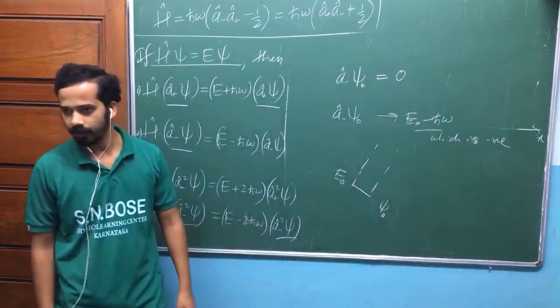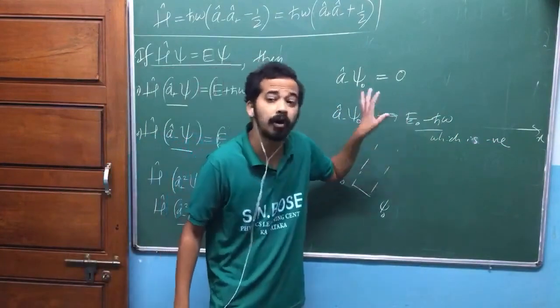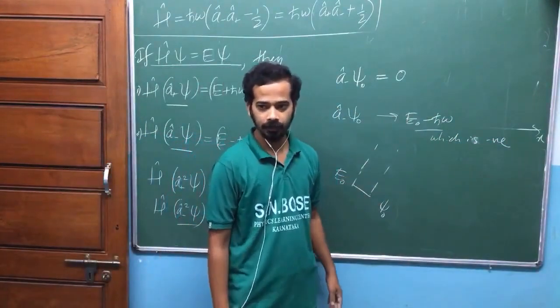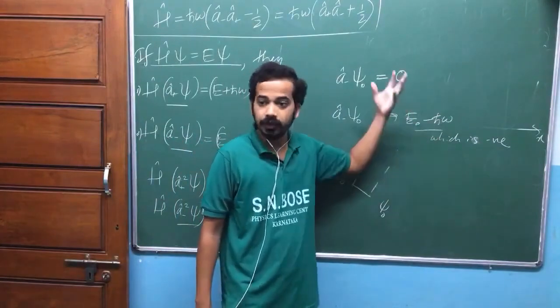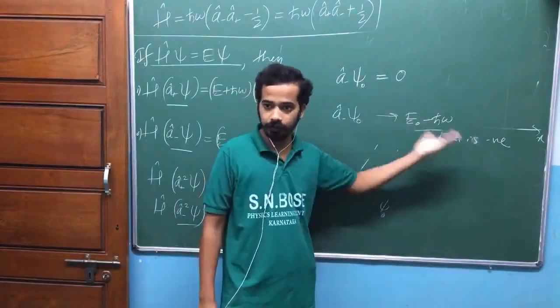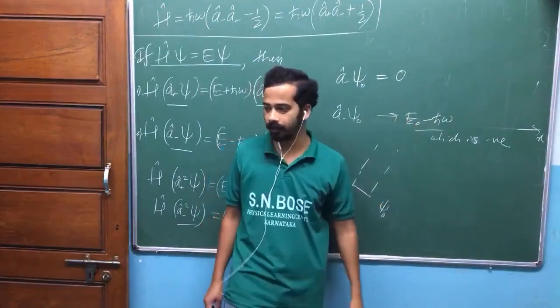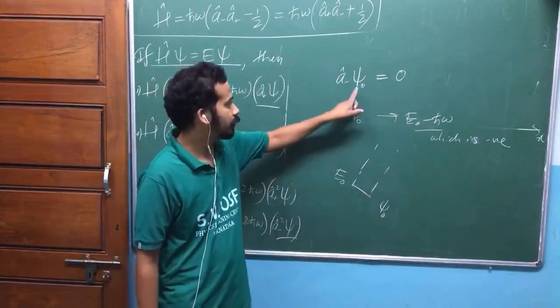Which is negative. Are you getting my point? I have taken this as the lowest possible energy. There is no possible energy like E minus h bar omega, which would be negative. That is the idea that I have taken. So that's why I am taking this as the lowest possible state.